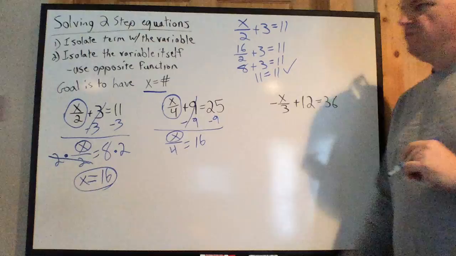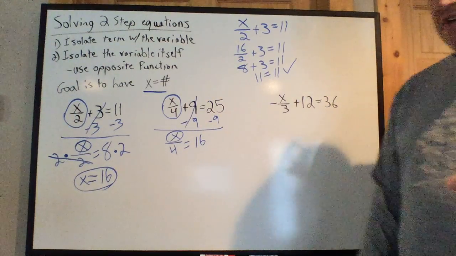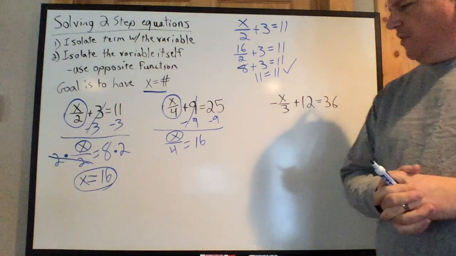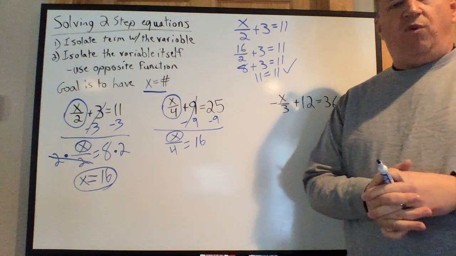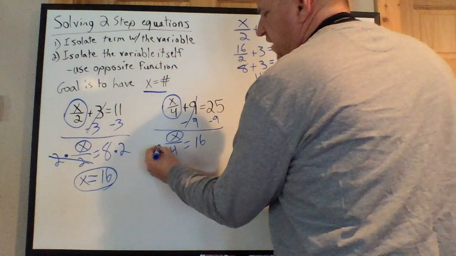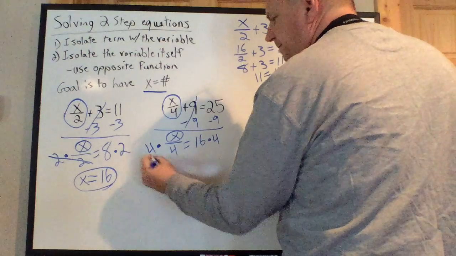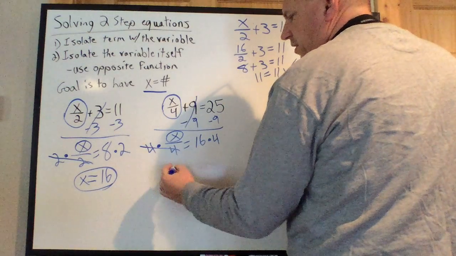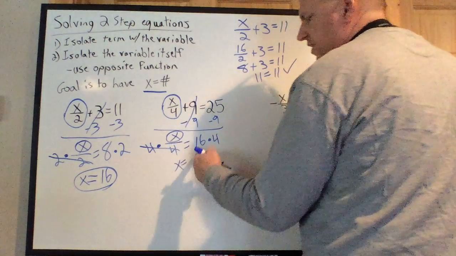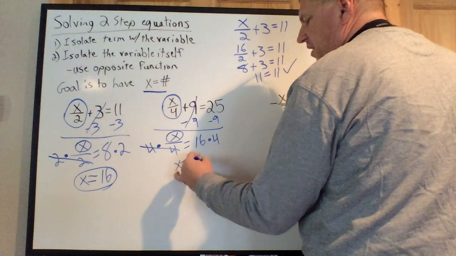There's my variable. The second step is to isolate the variable by itself. The variable is in its protective force field, so what's happening to it? It's being divided by 4. How do we undo divide by 4? We multiply by 4 on both sides. Times 4, times 4. Those will cancel. X equals 16 times 4, which is going to give me 64.